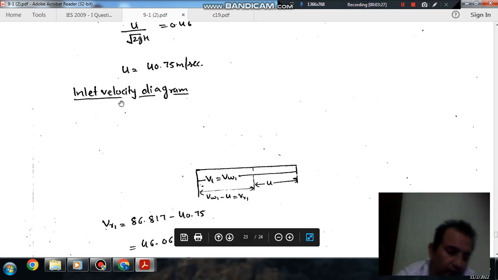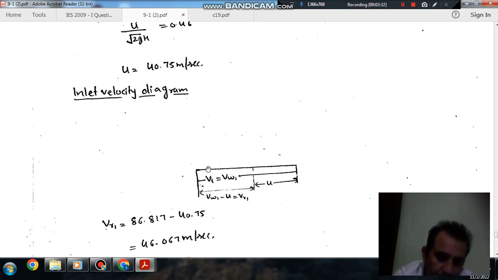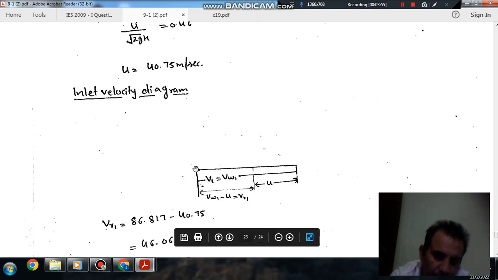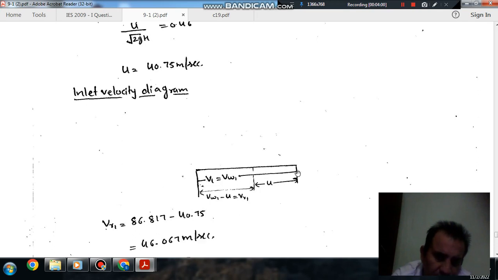First of all, drawing inlet velocity diagram for Pelton wheel. As Pelton wheel is a tangential flow turbine, there will be no axial or radial component in the Pelton wheel. There will be only whirl component. So V1 will be equal to VW1, and U is velocity or speed of bucket. This will be your relative velocity. V1 is in tangential direction, U is also in tangential direction, and relative velocity will also be in tangential direction at inlet.